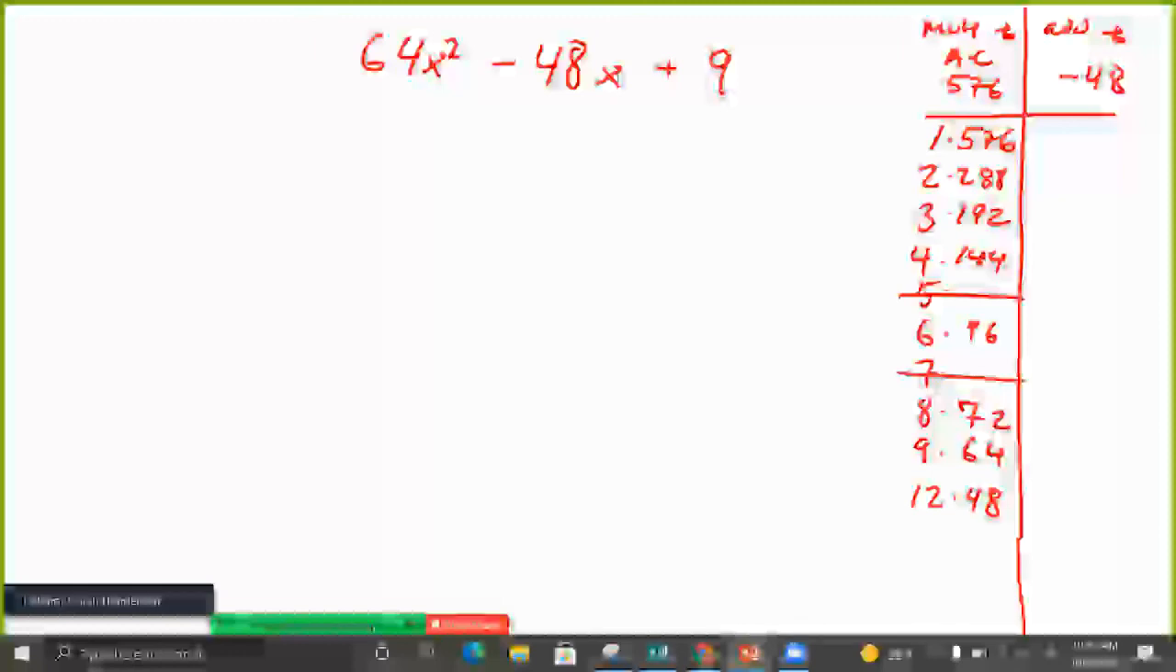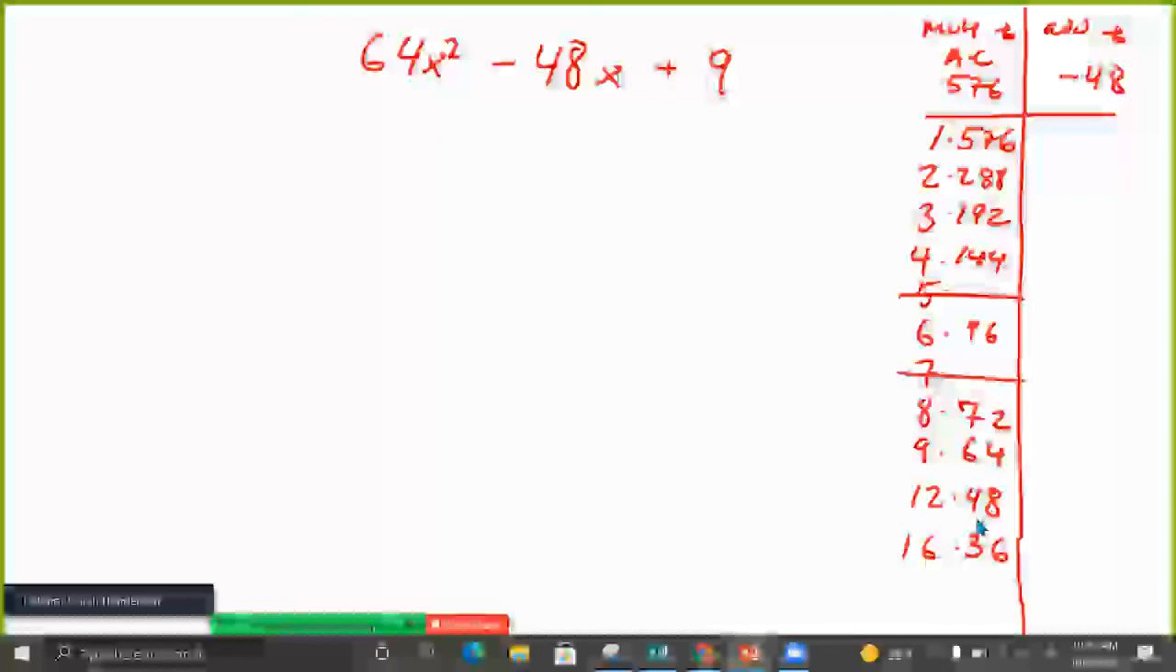Okay, I got 576 divided by 16 is 36. So 16 plus 36 is 52. So that's just not going to work. Keep looking. 576 divided by 17.